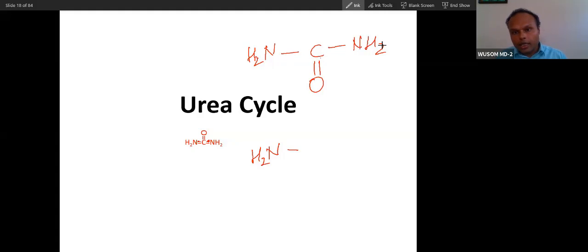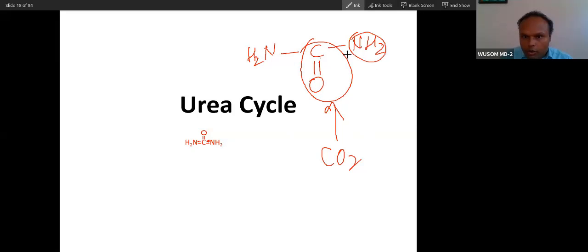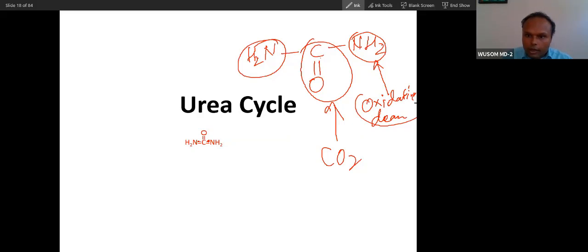NH2, CO, NH2. So this CO comes from carbon dioxide, and of the NH2 groups, one NH2 comes from oxidative deamination, and the other NH2 comes from aspartate.